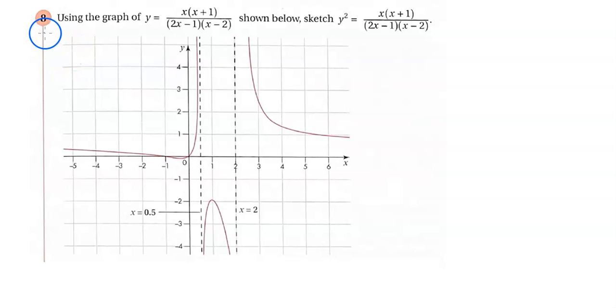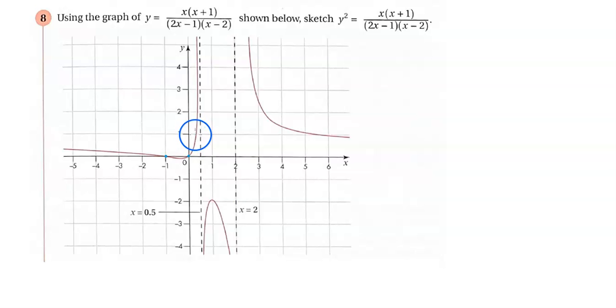Exercise 2.3a, question 8. Using the graph of y equals x times (x plus 1) divided by (2x minus 1) times (x minus 2), shown below, sketch y squared equals x times (x plus 1) divided by (2x minus 1) times (x minus 2). Okay, no problem. Now, immediately we can see that we have a 0 point at x equals -1 and also when x equals 0. So we know that our y squared graph is going to go through those 2 points as well.